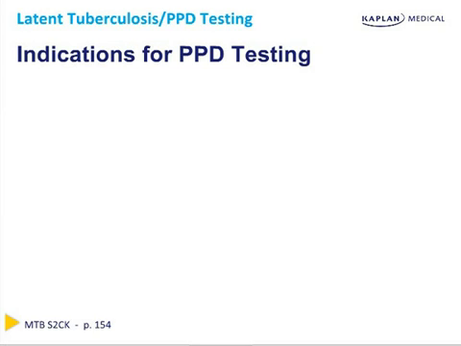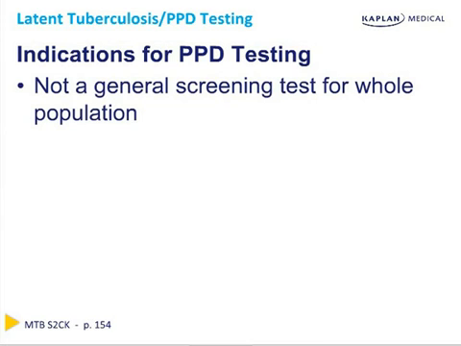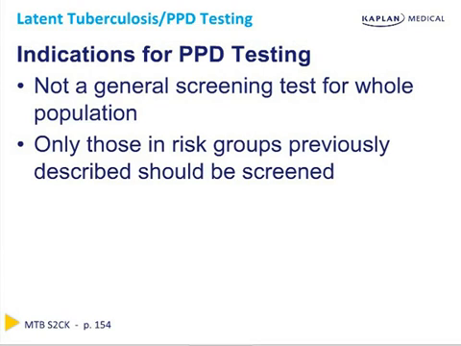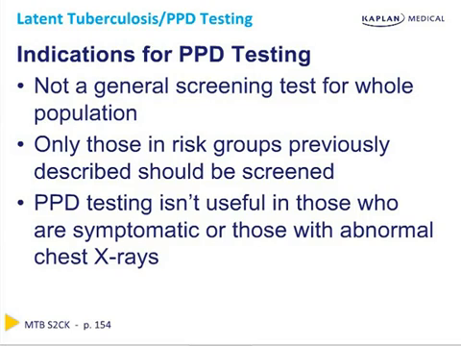One commonly tested point on step 2 is the correct use of the PPD. Indications for using a PPD test include the following. It is not a general screening test for the entire population. It's only used in risk groups previously described who need to be screened. The PPD test is not useful in those who are symptomatic or in those with abnormal chest x-rays. Again, it's a screening test, not a diagnostic test.